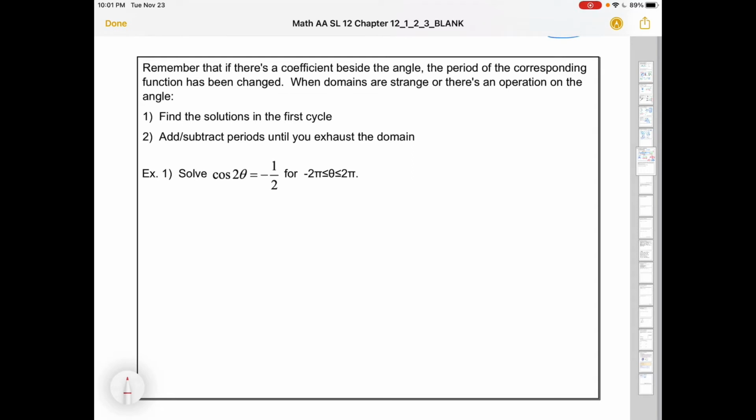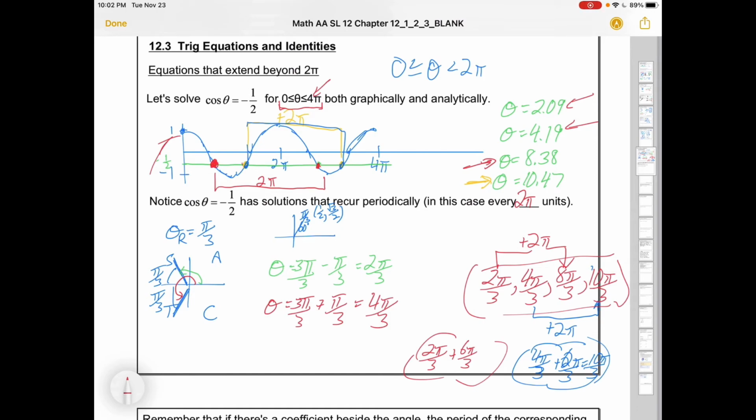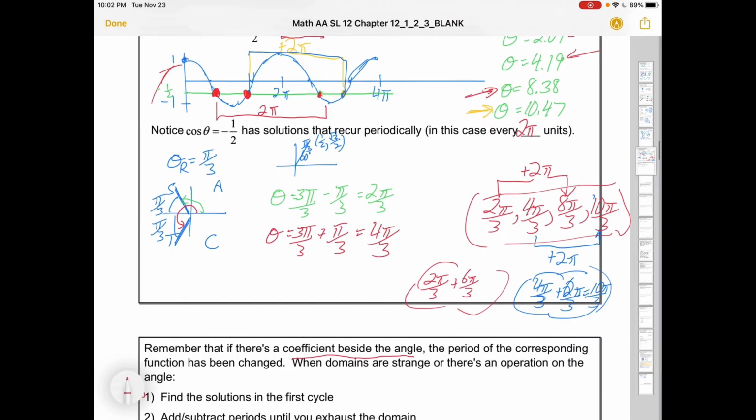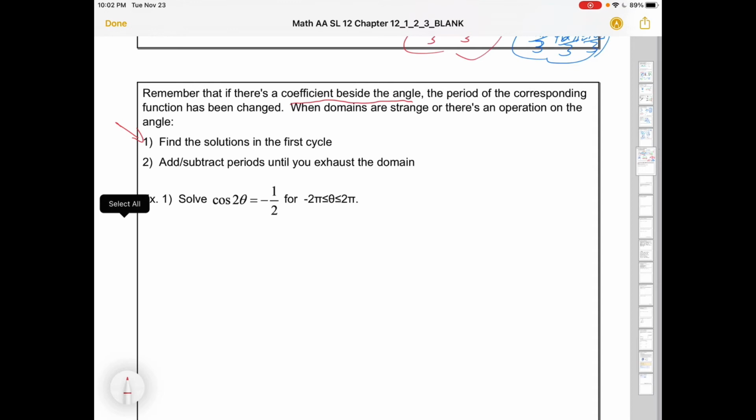In that first one, the period was 2 pi because the graph hadn't been messed with. It was just cosine of theta. If there's a coefficient beside the angle, the period of the corresponding function has been changed. And so when domains are strange or there's an operation on the angle, here's essentially what you should do. And this is what we just did. Find the solutions that are in the first cycle of the graph. So essentially find this one and this one. Okay? And then add, subtract periods until you exhaust the domain.